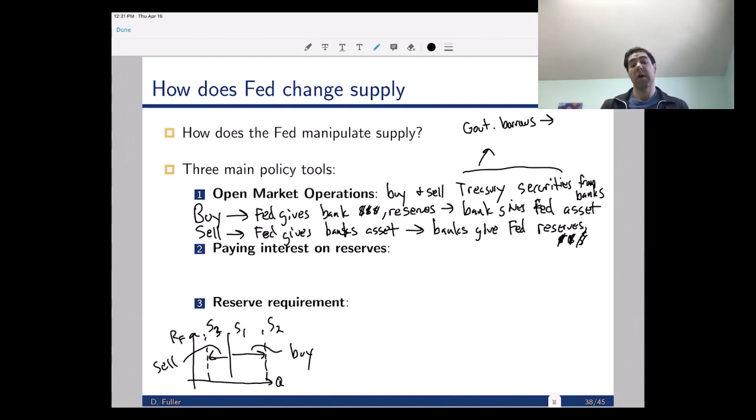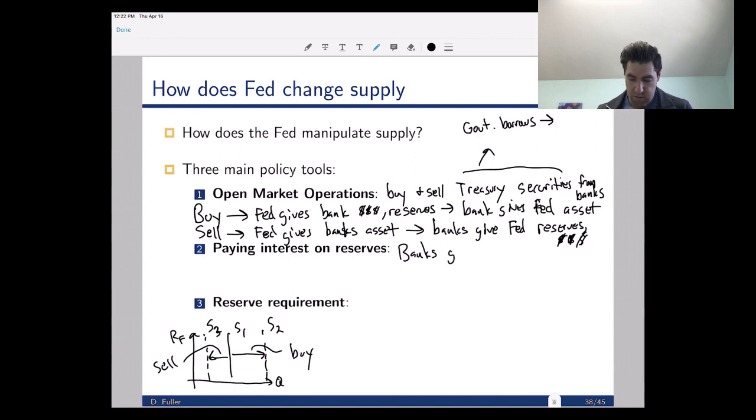Now, they also have two other options that are used less frequently, but they are still used from time to time. So one is the Fed can actually pay banks interest on reserves. So banks keep reserves on deposit at the Fed. That we've talked about before.